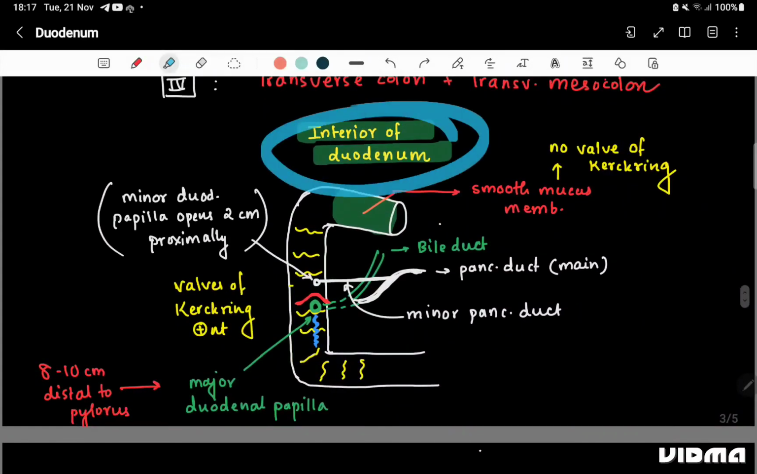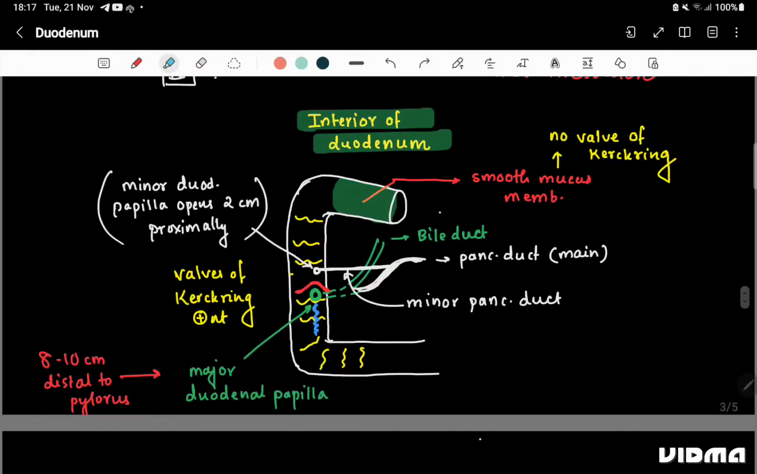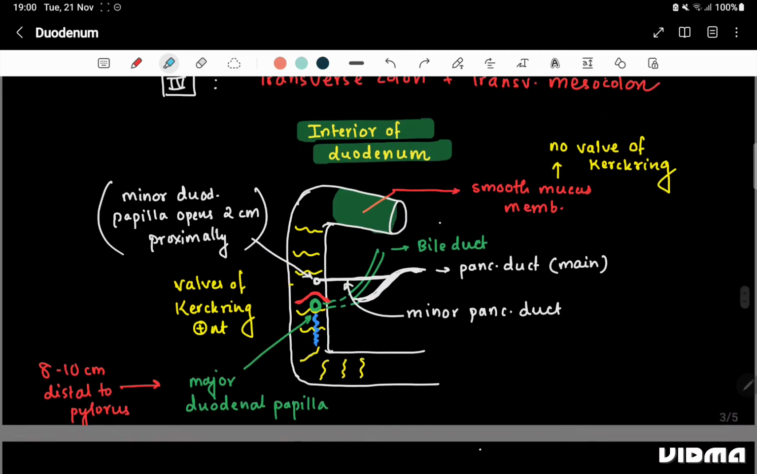Let's discuss the interior of the duodenum. What does it look like from the inside? First of all, we told in the first part only smooth mucous membrane is present, no valves of Kerckring are present. And then we have the second part.